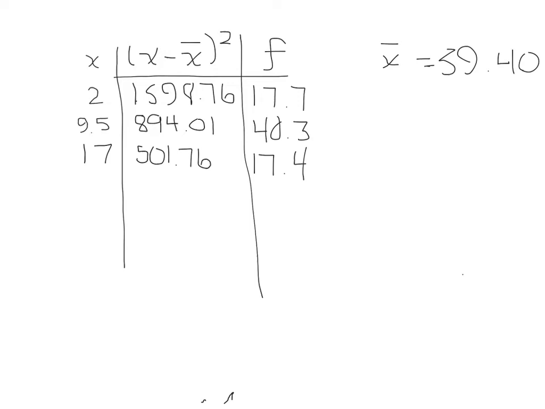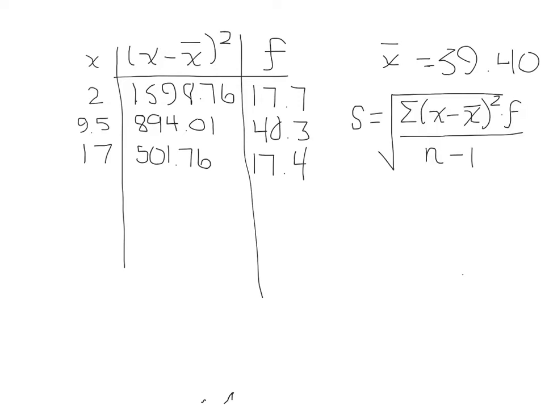So then, according to the formula, I have to take all of those squared deviations or squared differences and multiply them by the frequency. So basically, I have to take the 1,398.8 and multiply by the 17.7 to get 24,758.052. Now I'm running out of room, so I'll put these down here. These are the ones that they want you to round to 3 digits after the decimal point. So 24,758.052.